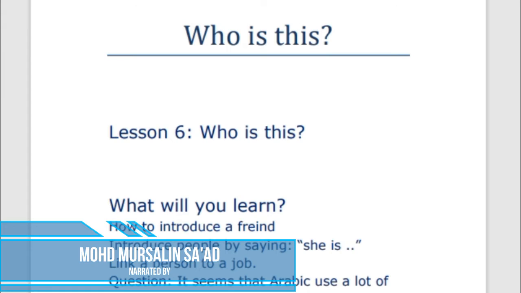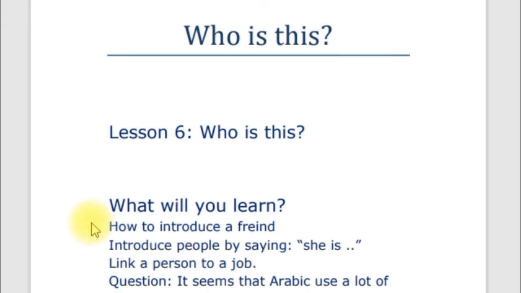Hello, welcome again. In Lesson 6, who is this? What will you learn? How to introduce a friend. Introduce people by saying she is. Link a person to a job.